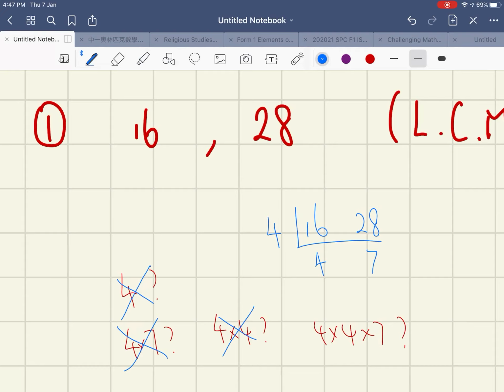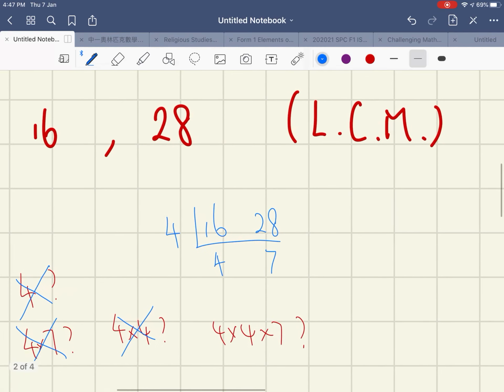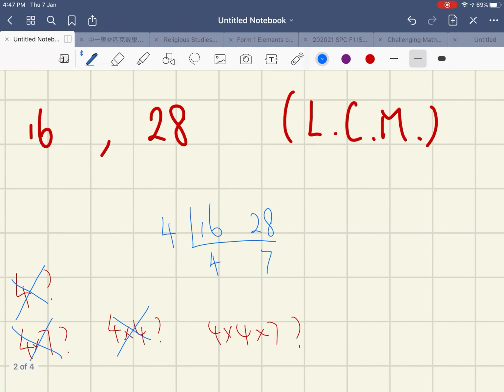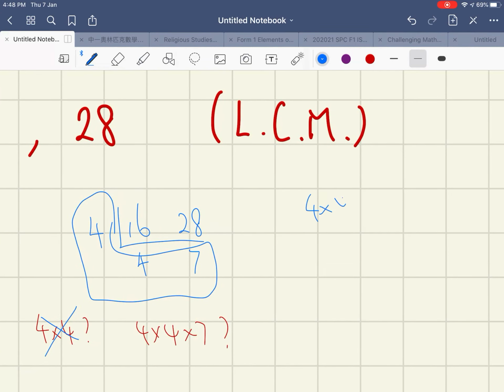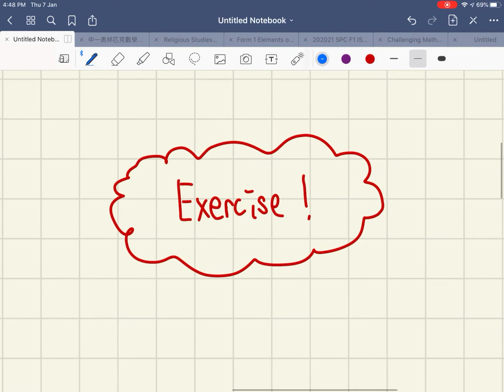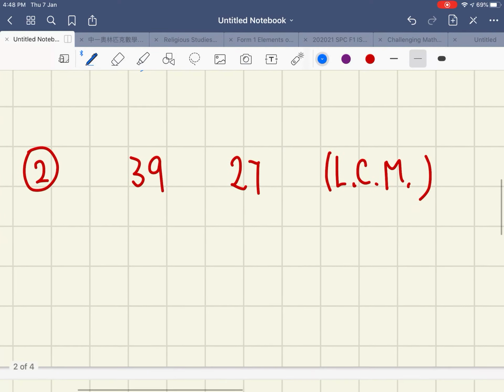So the LCM for 16 and 28, how to calculate it? We can multiply 4 times 4, 4 and 7. So when we are calculating LCM, multiply the numbers over here. So the answer will be 112. So let's have some exercise.